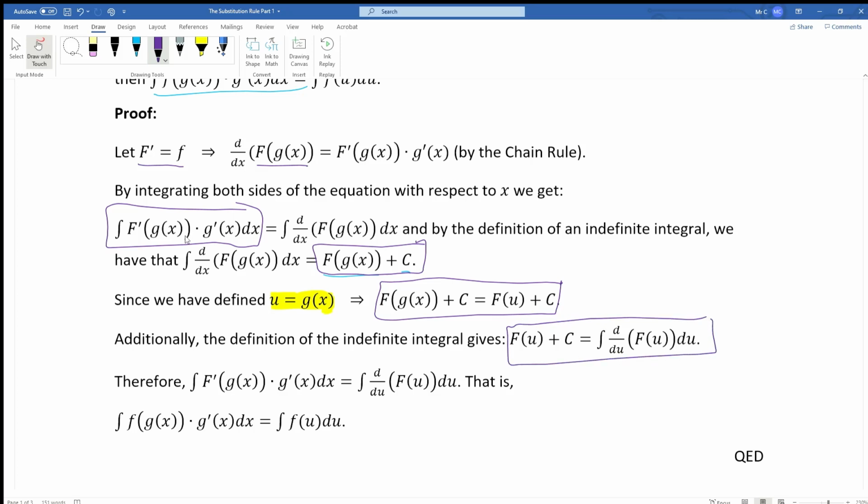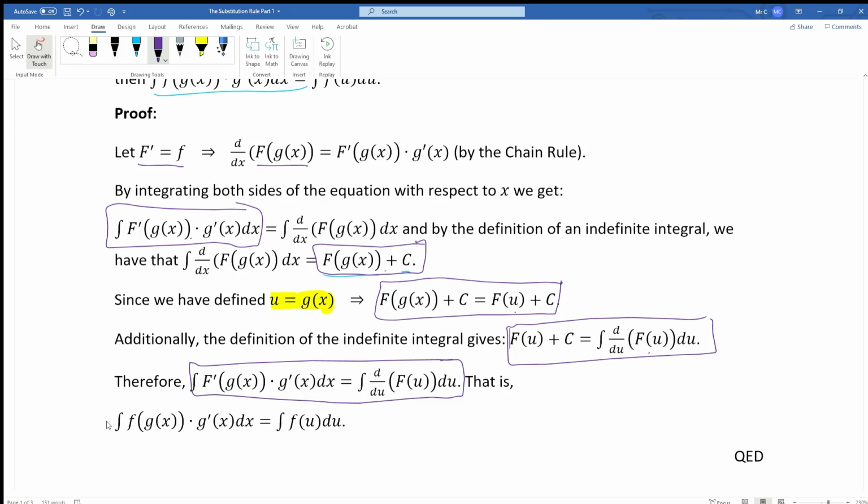So we have our starting integral is equal to cap F of g of x plus c, is equal to cap F of u plus c, which is equal to the integral of the derivative with respect to u of cap F of u du. So if all of these things are equal in line, then of course they're equal to each other. That's the transitive property. So that tells us these two integrals are actually equal. And then all we're doing in this last step is just rewriting cap F prime as little f, which is what it was by definition.